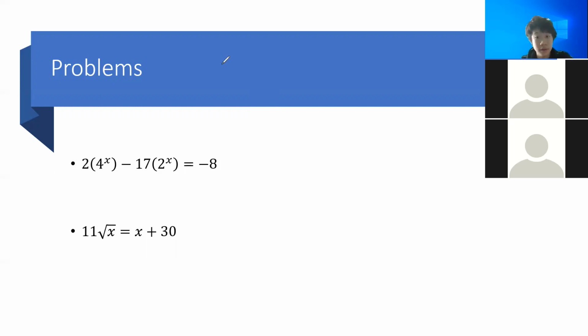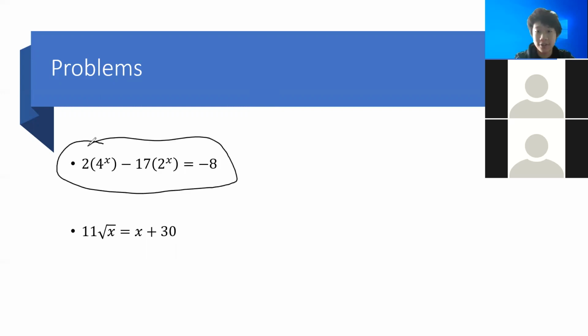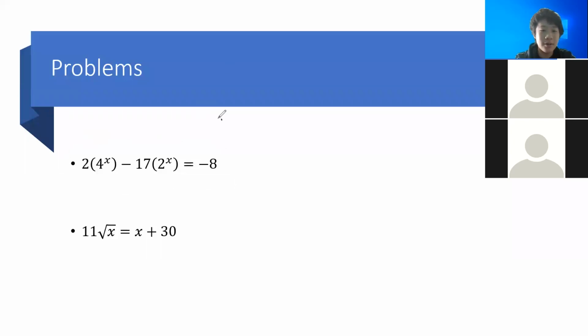Okay. So the first one, if we look at this closely, this is obviously not a quadratic at first glance, right? So how do we make this into a quadratic? Well, note how 4 to the x is just 2 to the x squared, right? Because this is the same as 2 squared to the x, because we can just switch it around, which is just 4 to the x, okay?